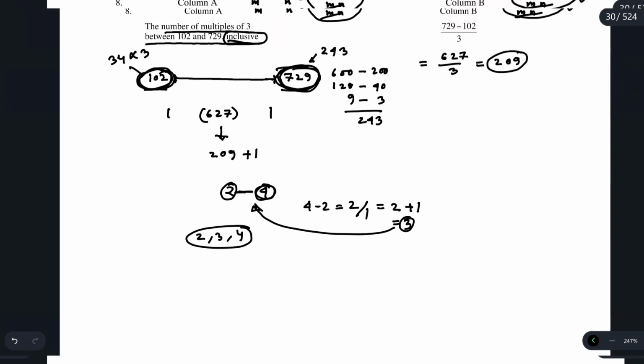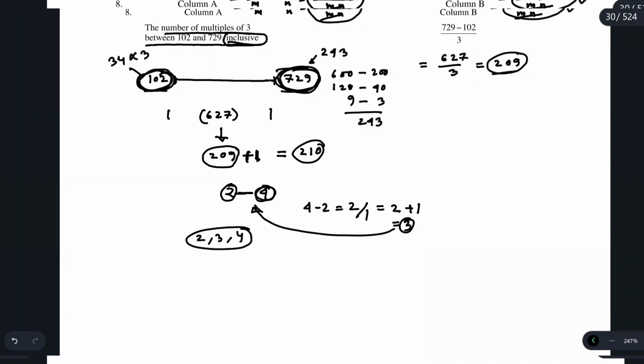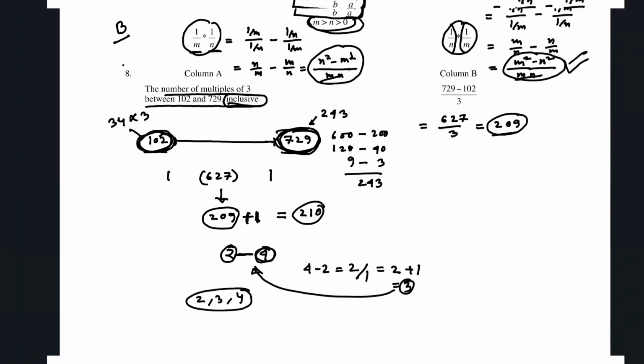So with the similar strategy, we know that here we have 209 plus 1 terms or numbers that are divisible by 3. So the value for column A should be 210. And we know that the value of column B is 209. So column A is higher. So the answer for question 8 should be A.